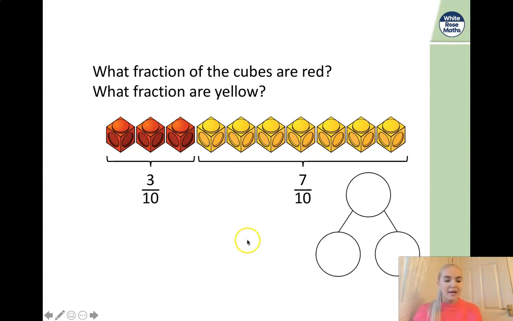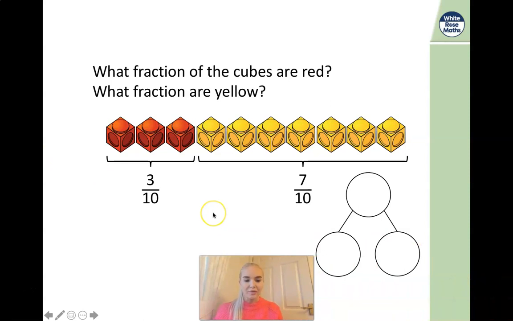Now we could use a part-whole model to help us with this. We know that our top number is how many cubes or how many of that thing we have altogether. We can partition this the way we have into our red cubes and our yellow cubes. So it would look like this. We have partitioned our whole number into 3/10 and 7/10. And how many do we have altogether? We have got 10/10 altogether, 10 cubes altogether, which is the same as 1.